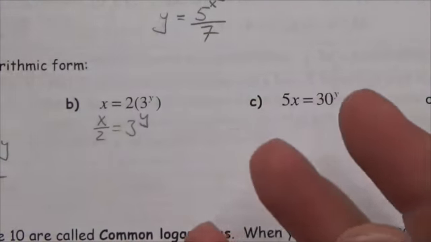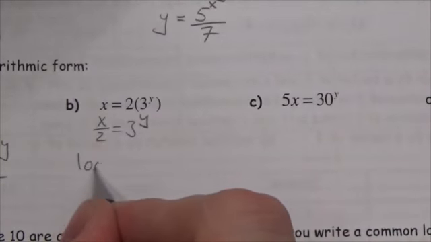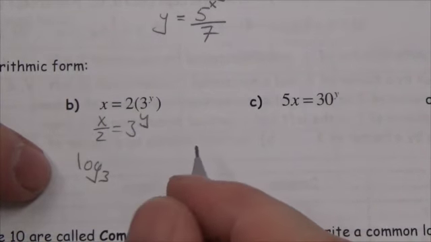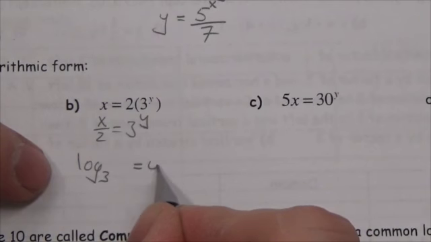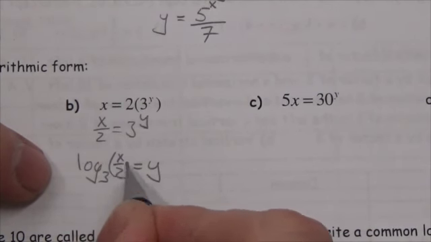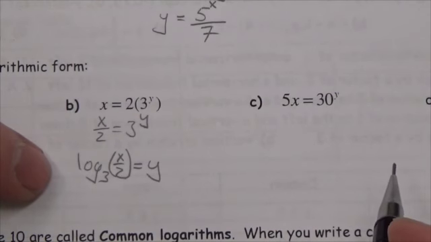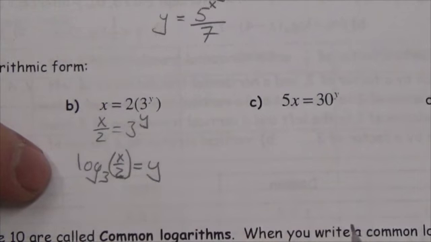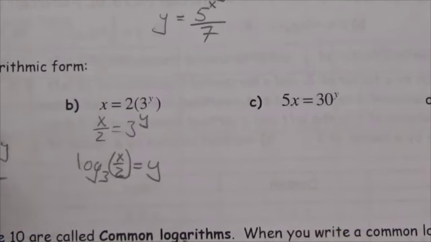Okay, now to convert this to the logarithmic form, notice I'm going to have the log, and it's going to be base 3 because the base of the log is the same as the base of the power. The logarithm is equal to whatever the exponent is, and you take the log of whatever the power is equal to. So log base 3 of x over 2 is equal to y. Now, normally I'd bring that y over and isolate it, but it's already isolated, so there's no point.